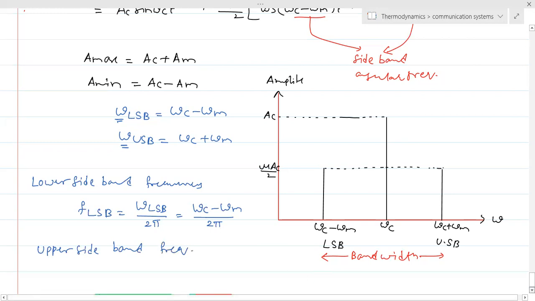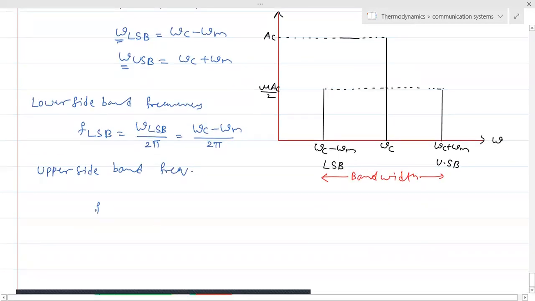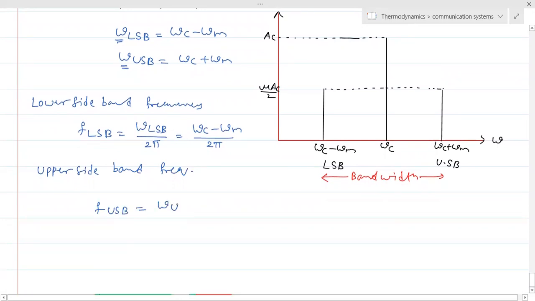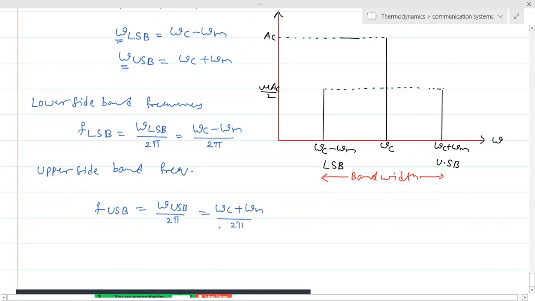Upper sideband frequency. So we take f_USB equivalent to omega_USB by 2 pi, or else we will write (omega_C plus omega_M) by 2 pi. And the most important thing is bandwidth.